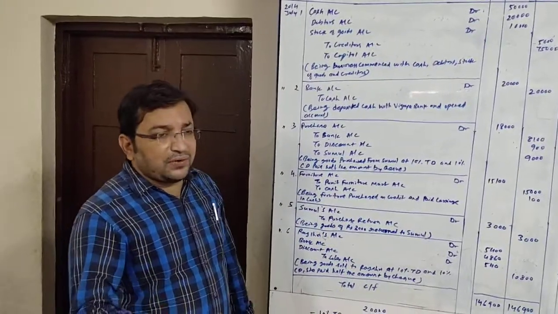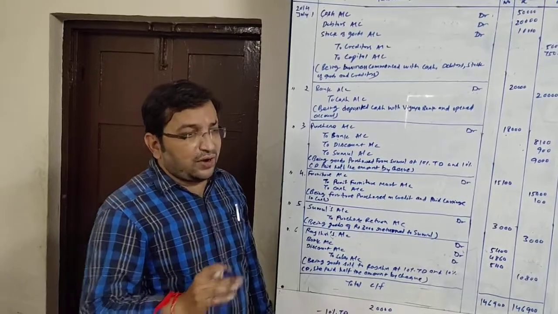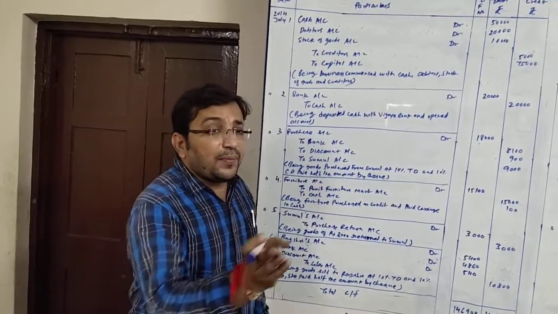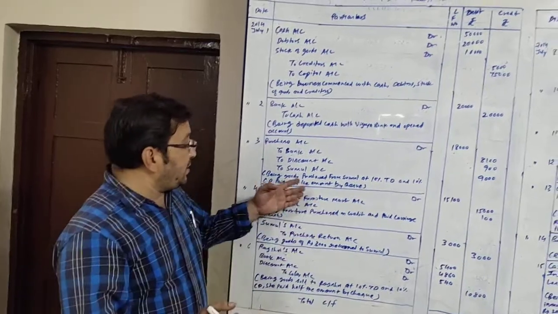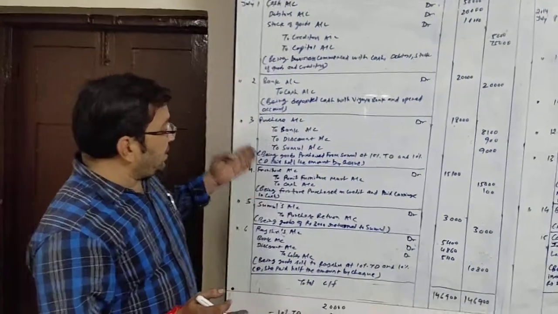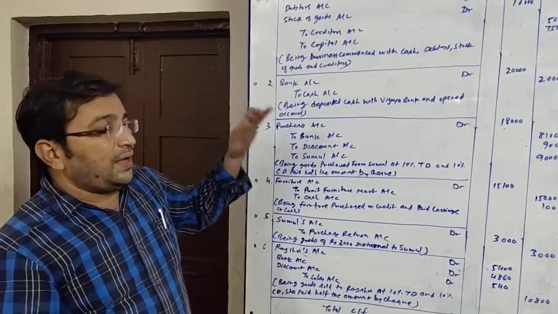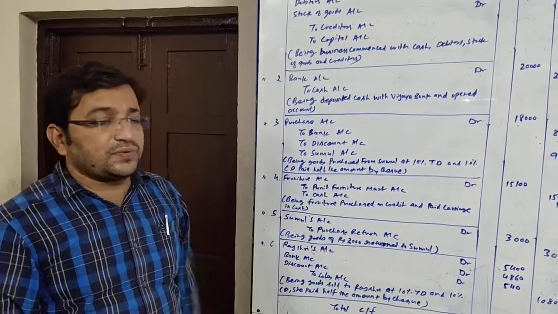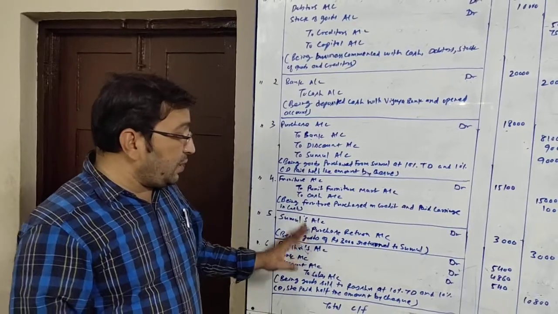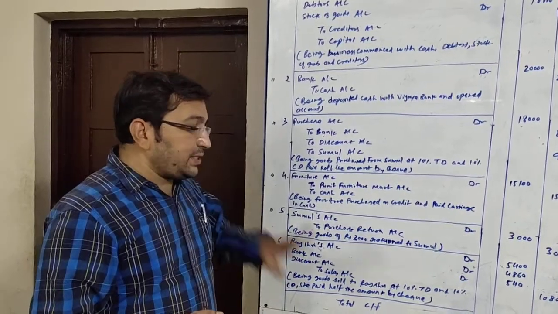Okay, very simple to understand. Sumul is the receiver and goods is going out. For what reason is goods going out? Because of purchase return. In the previous transaction we purchased goods from him, now we are returning to him because the goods was defective. So Sumul account debit to purchase return account.